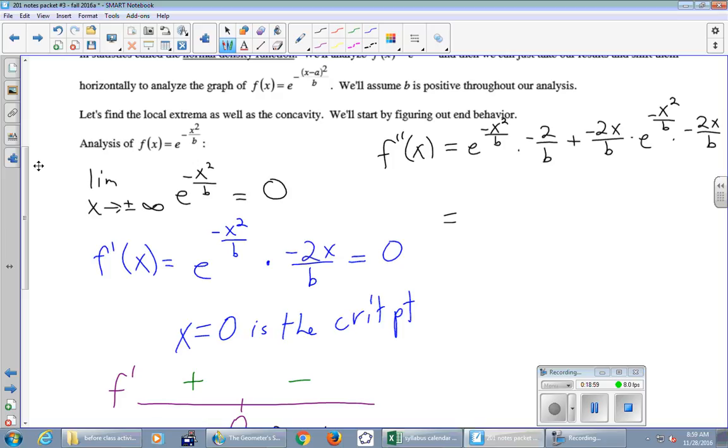So it's in our best interest to simplify as much as possible. That means factoring out. What can we factor out of both? There's a plus sign in the middle. What can we factor out of both? E to the -x squared over b is definitely coming out. We can't take out the x because this first guy doesn't have the x, but we can take out -2 over b. So let's do that.